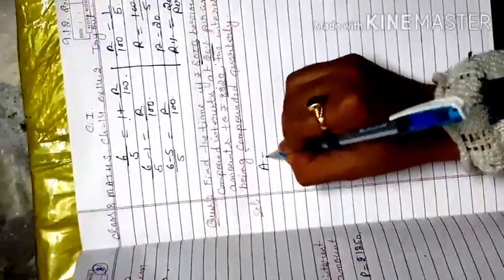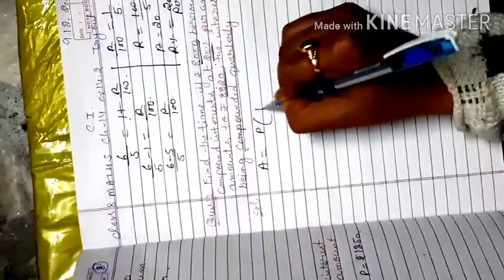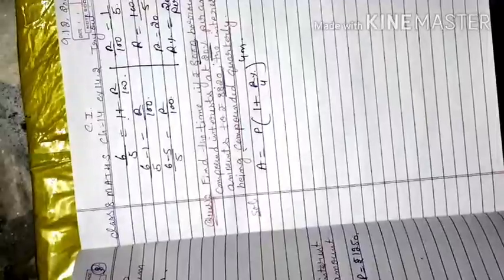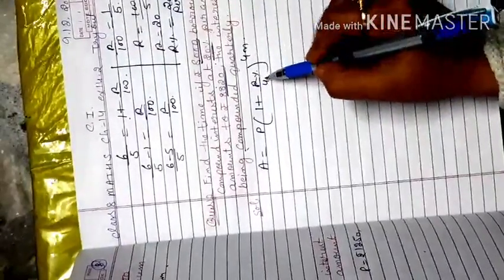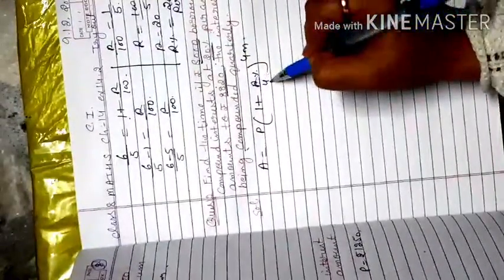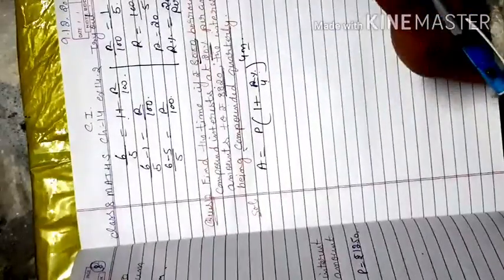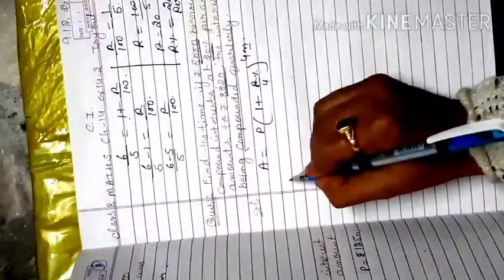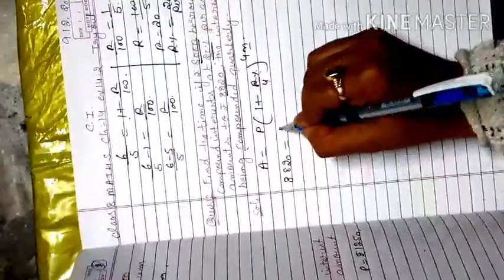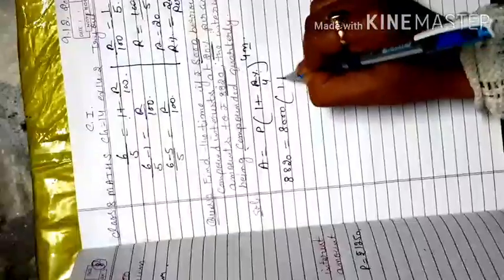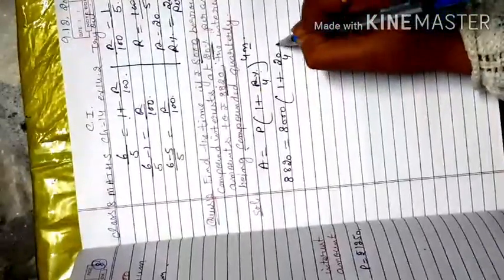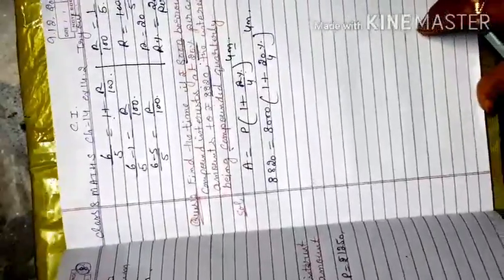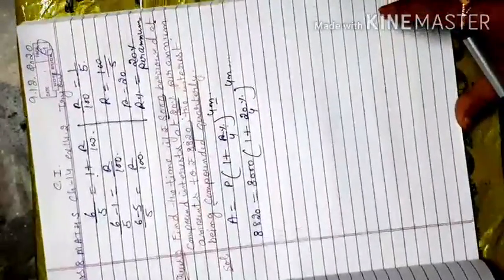So your formula is amount = principal (1 + r/4 %)^(4n). That was the formula for compounded quarterly. Whatever your r value is, put it here divided by 4, and n is the value that you have to find. So now we apply the values given in my question. Amount is 8820, principal is given 8000, (1 + 20/4 %), and 4n, where n is the time we have to calculate.